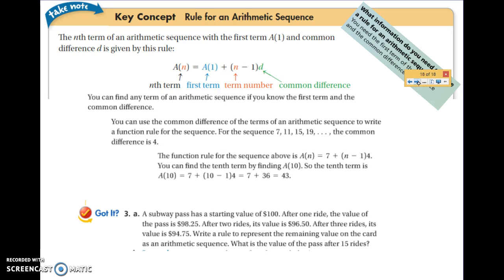Here is a function rule for an arithmetic sequence. It's always going to look like this. A of n equals your first term, a of 1, plus, parentheses, the term number that you're looking for, minus 1, times d, which is your common difference or your pattern.